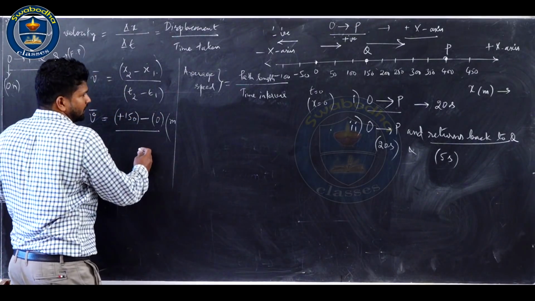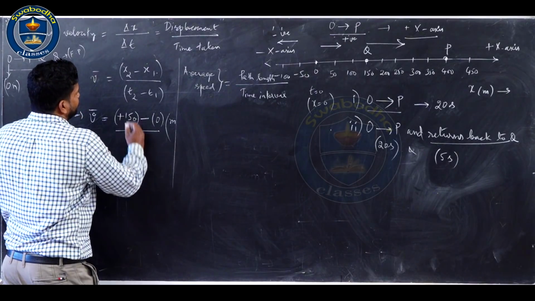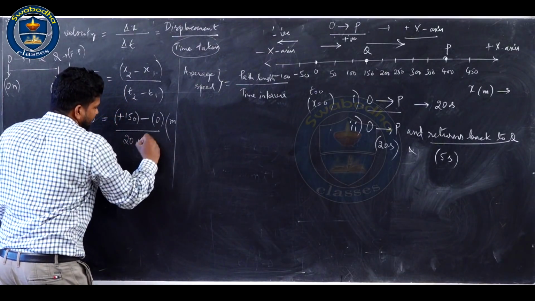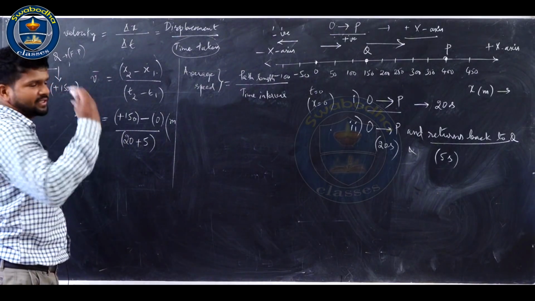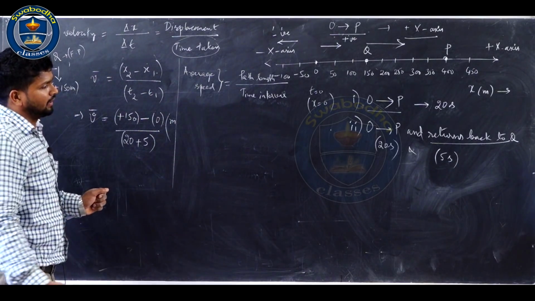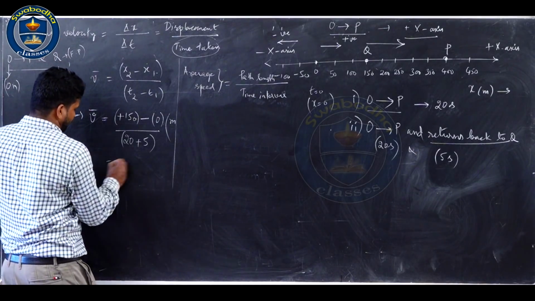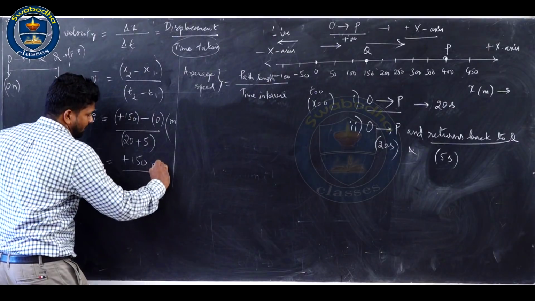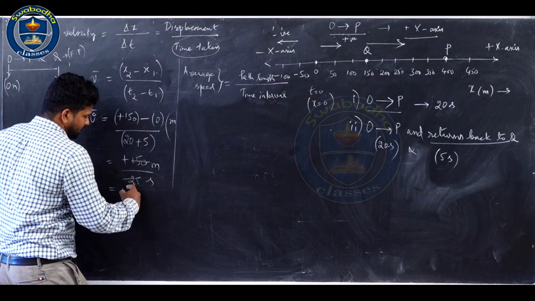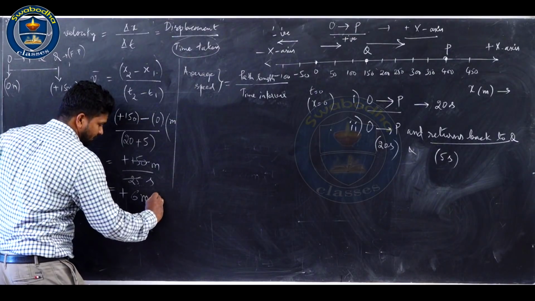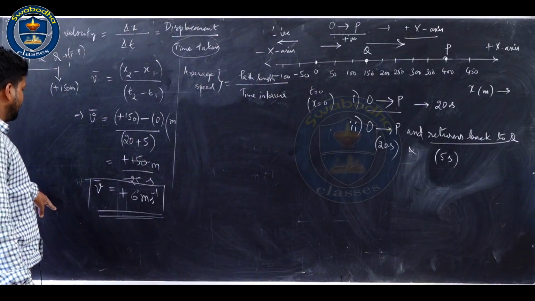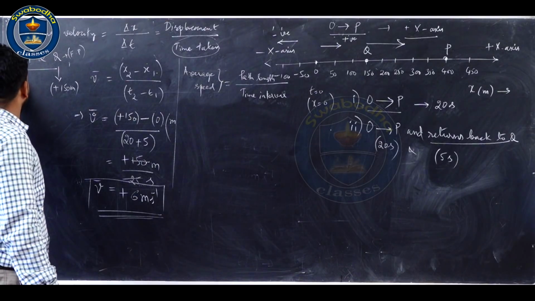Therefore, the total time taken will be 20 seconds plus 5 seconds, that is 25 seconds for the whole journey. Car moves from O to P in 20 seconds and returns back to Q in 5 seconds. Therefore, plus 150 meter divided by 25 seconds. 25 sixes are 150, so plus 6 meter per second is the average velocity V bar during the course of motion.